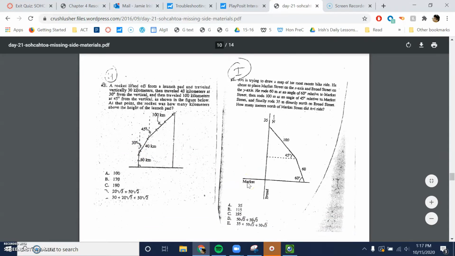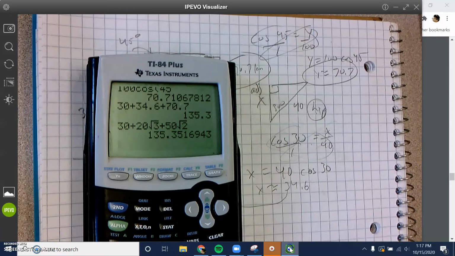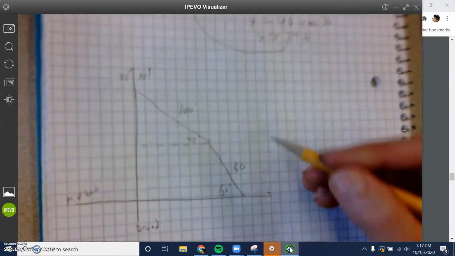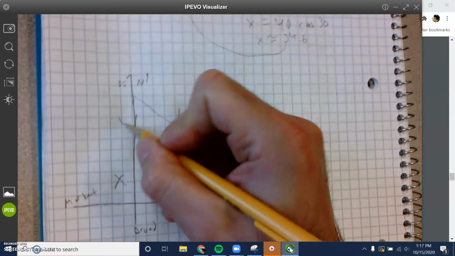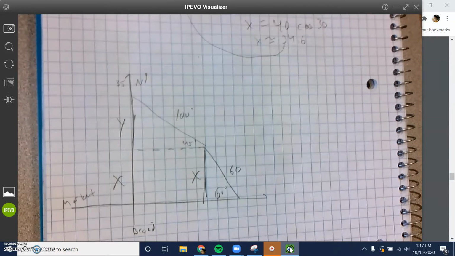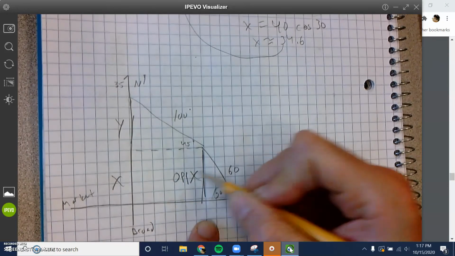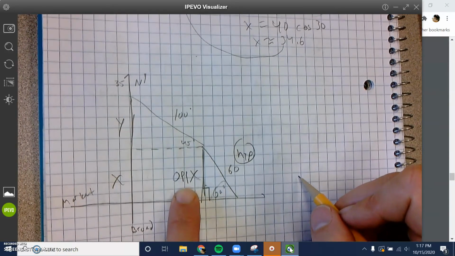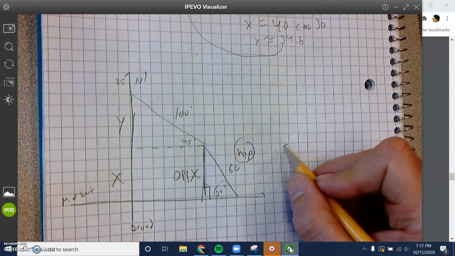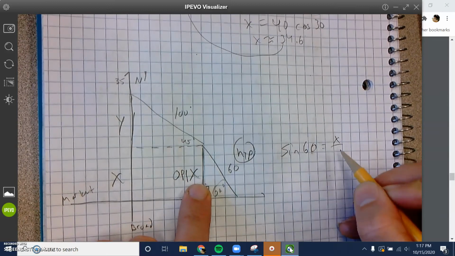All right. Now try this one on your own. Ready, set, go. All right, see what we got. Here's my picture. We need this part and this part. Let's call this X and this Y. If this is 60, this is going to be the opposite, and this is the hypotenuse. Copy this down if you don't have it. Opposite over hypotenuse, so you're using sine of 60 equals X over 60.